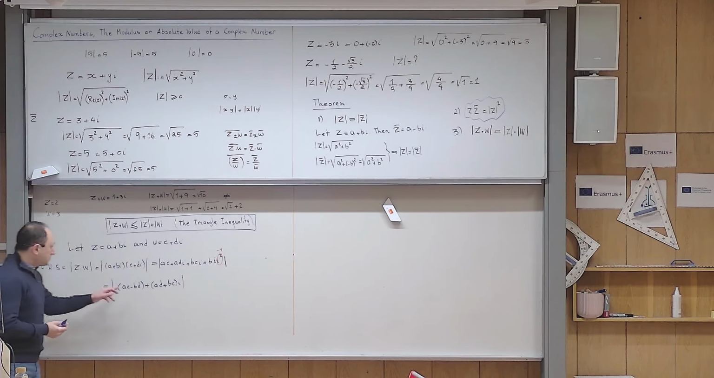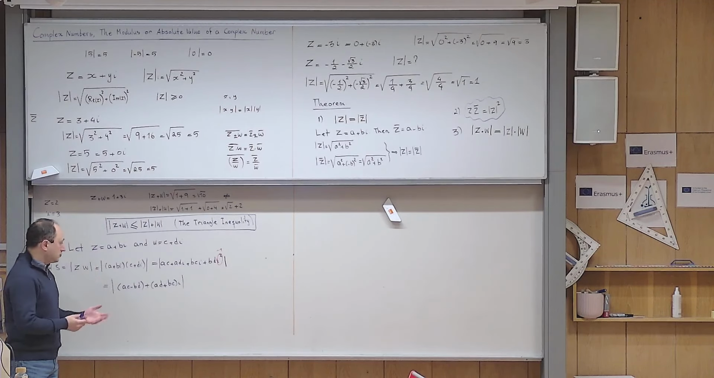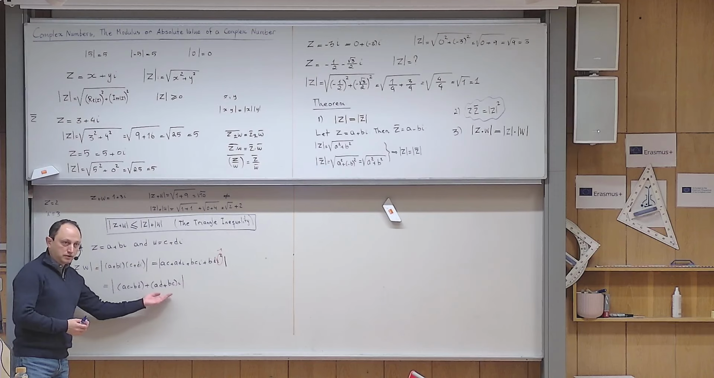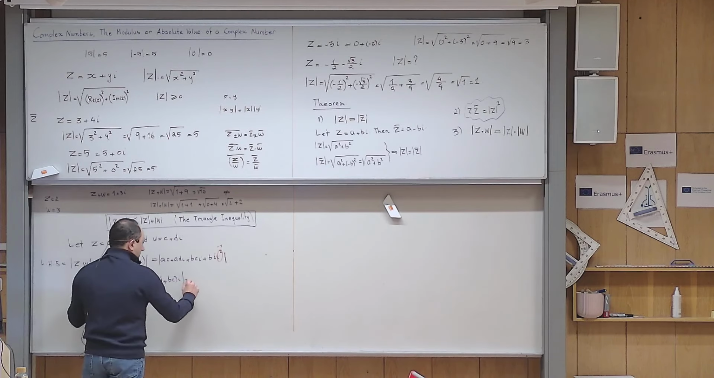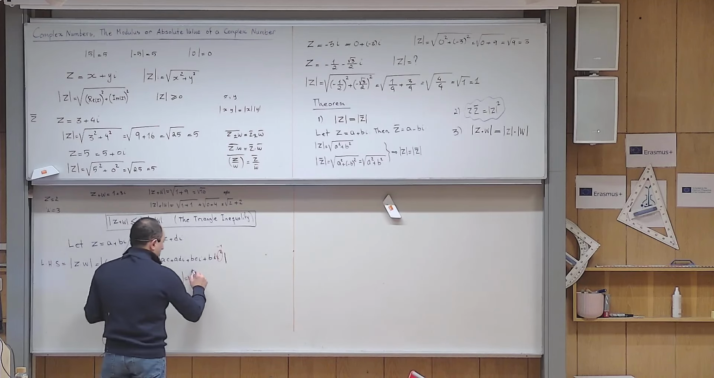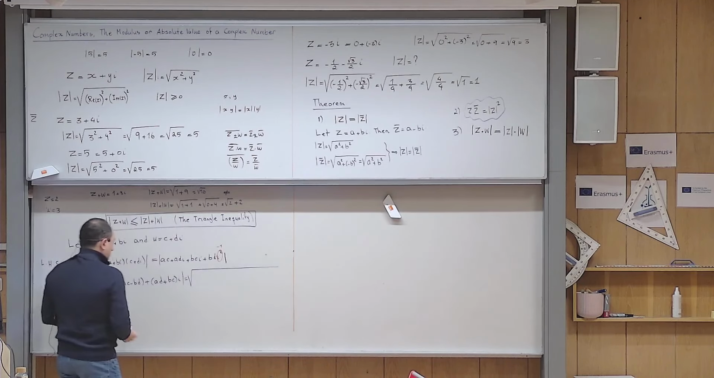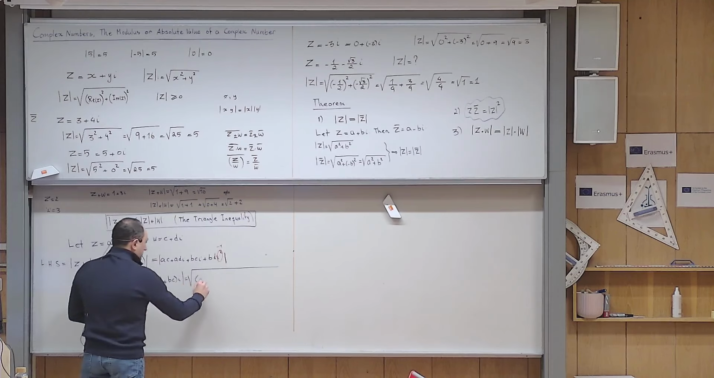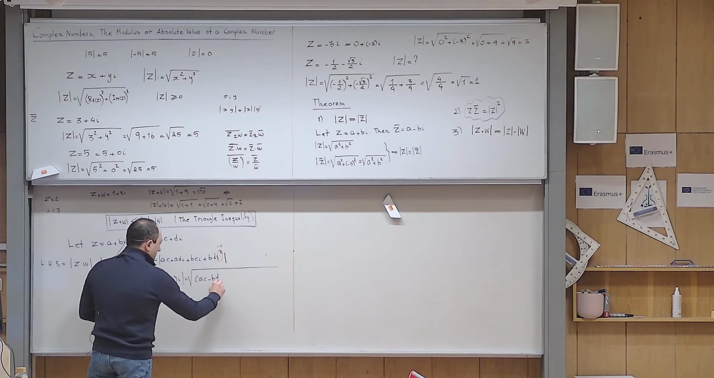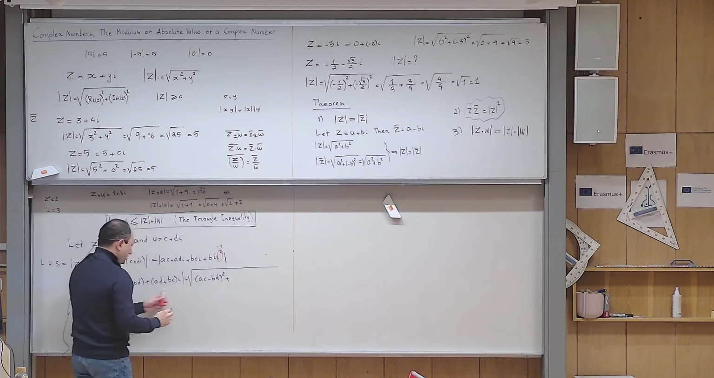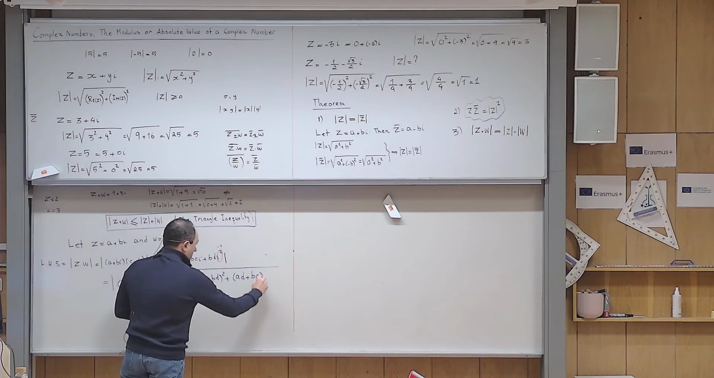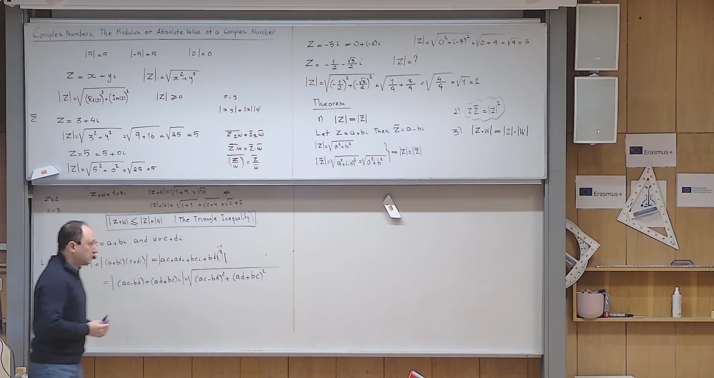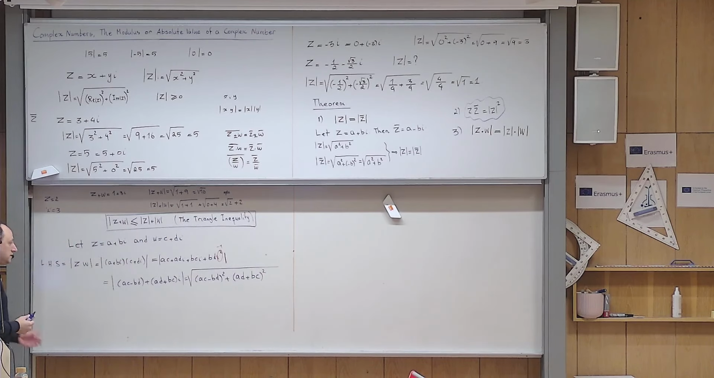Now if I ask you what is the absolute value of this complex number, in order to answer this question, you need the real part and the imaginary part. You have them. So what is the answer? The answer becomes the square root of this part to the power 2 plus this part to the power 2. And then I have to simplify this a little bit.